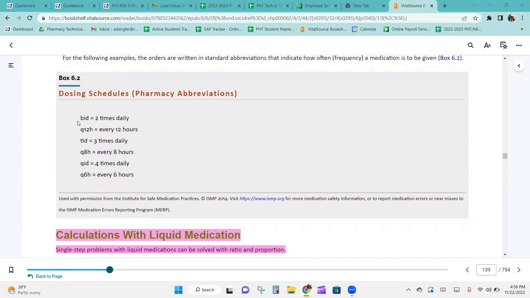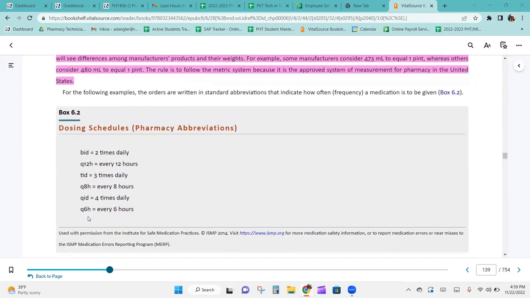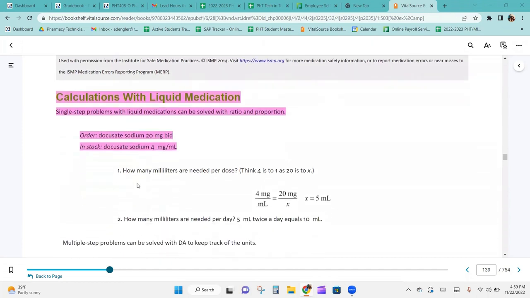So here are some dosing schedules. These are SIG codes. BID equals 2 times daily, every 12 hours, or Q12H, every 12 hours. TID means 3 times a day. Q8H means every 8 hours. QID means 4 times daily. And Q6H means every 6 hours.